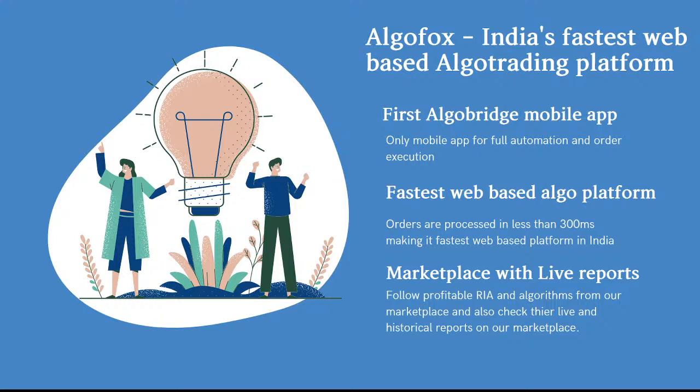So we have our mobile application as well for full automation and order execution. Fastest web-based algo trading platform. We execute orders in less than 300 milliseconds. So compared to any other web-based platform, our platform has the fastest order execution. Also, we are coming up with a marketplace where you can check profitable strategies and SEBI registered investment advisors and follow their strategies if you like them.